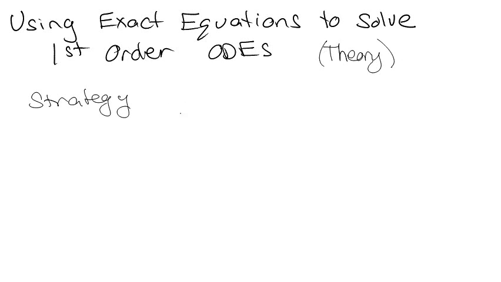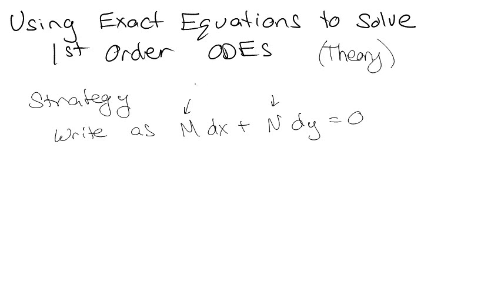So the strategy is that we want to write the differential equation as M dx plus N dy is equal to 0. Now, it is important to actually go through the strategy, because if you just look at the final solution by itself, you're going to go, that makes absolutely no sense. Where'd you get that? I wish I had a theory. And then, woo, there's this video, so you can get the theory. So M and N are both going to be functions of x and y.